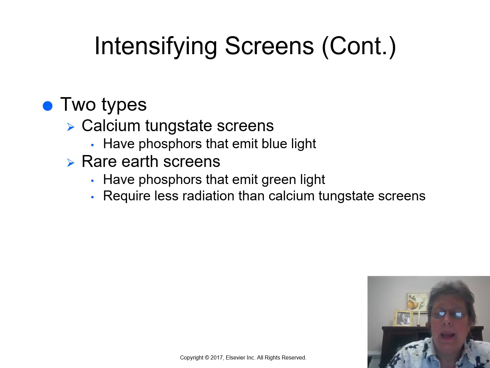We talked about how the screens are specific to the light that they emit, that there's a blue light that can be emitted. Those come from calcium tungsten screens, and we do not use those in dentistry. We use the rare earth screens that emit the green light because they require less radiation.